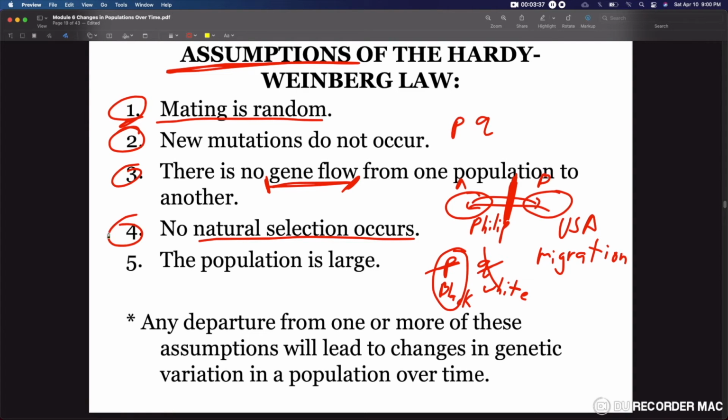Remember that earlier. Next is that the population must be large. We must have a large population for this to work. The larger, the better. If you have only 10 individuals, the Hardy-Weinberg might not work. So these are the major assumptions of your Hardy-Weinberg law. Any departure from any of these will cause genetic changes or variation. Thus, we imagine the Hardy-Weinberg equation as the null hypothesis, and any departure from it will cause changes.